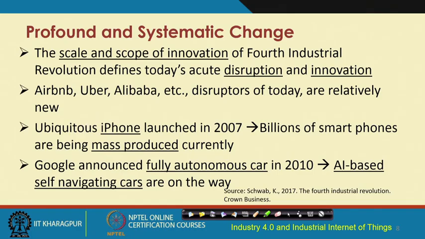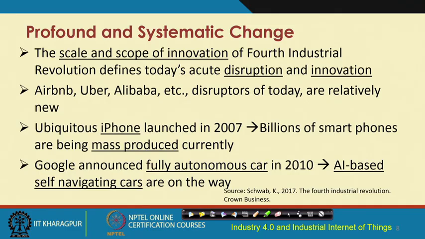So, take the example of the iPhone. The iPhone was launched in 2007, but within only a few years, billions of smartphones are being mass produced at present. Almost everyone has an iPhone now, not everyone, but almost so. So, you see how this disruption and penetration of these technologies are happening, how fast and at what scale they are happening, right? These are different phenomena of systemic and profound change that are happening in this fourth industrial age.